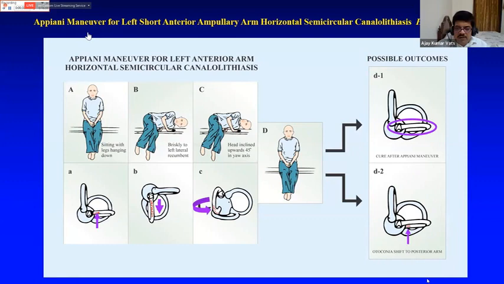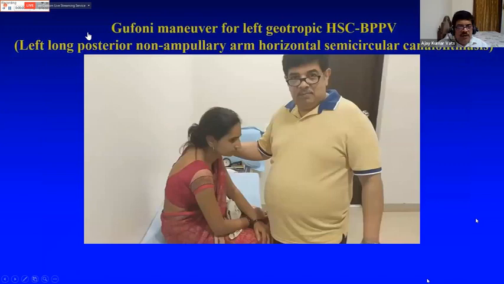And this causes the apogeotropic to geotropic transformation. And this was again treated with the Gufoni maneuver, as we did in that 17-year-old patient.